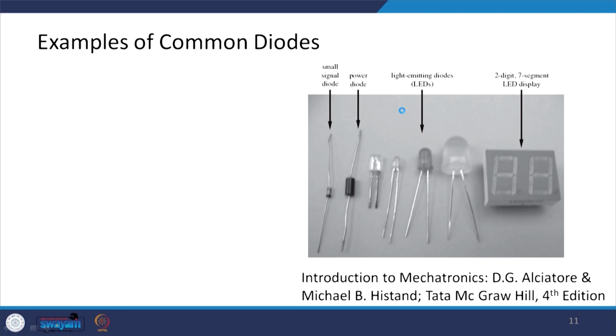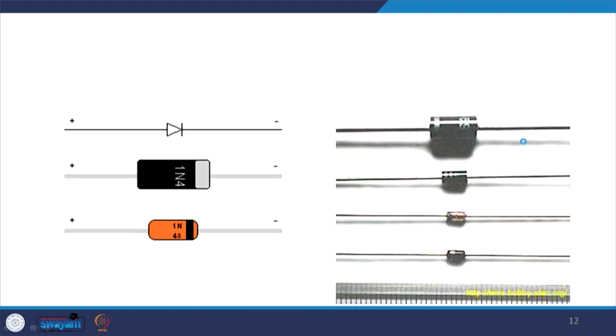This figure shows some of the commercially available common diodes. You can see a small signal diode, power diodes, LEDs or light emitting diodes, and 2 digit 7 segment LED displays. You can see that there are 7 segments here, 1, 2, 3, 4, 5, 6 and 7. We call these 2 digit 7 segment displays, because we can display 2 digits with the help of the 7 segments. Again, this figure shows you some of the commercially available diodes.